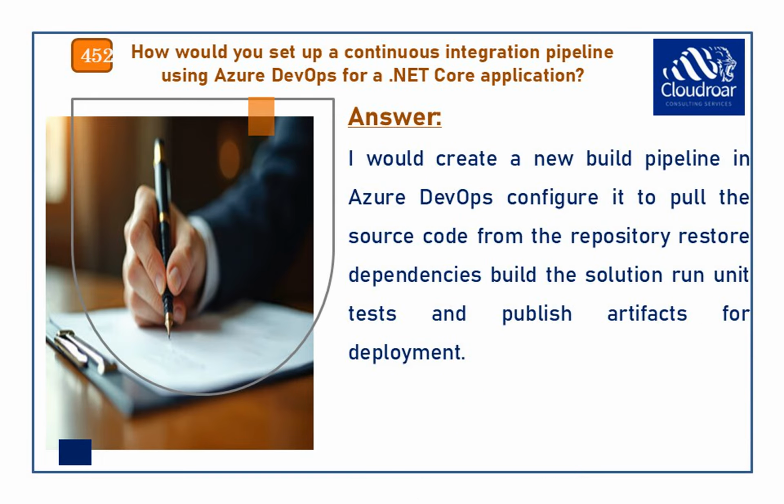Question 452. How would you set up a continuous integration pipeline using Azure DevOps for a .NET Core application? I would create a new build pipeline in Azure DevOps, configure it to pull the source code from the repository, restore dependencies, build the solution, run unit tests, and publish artifacts for deployment.